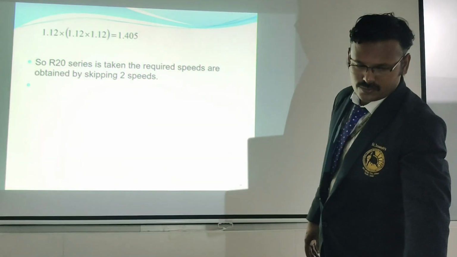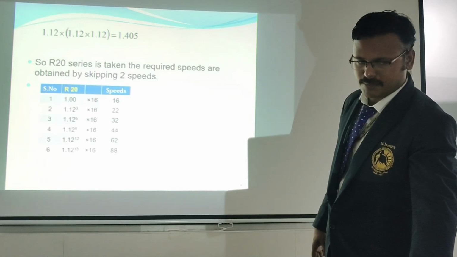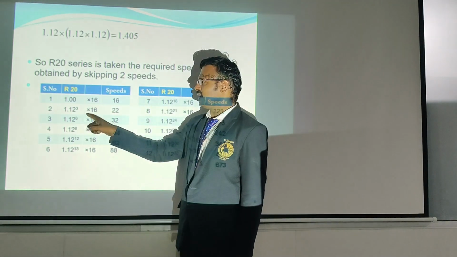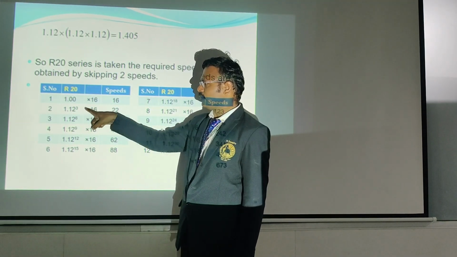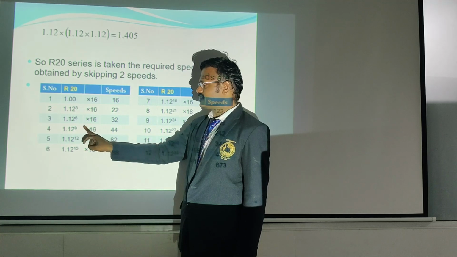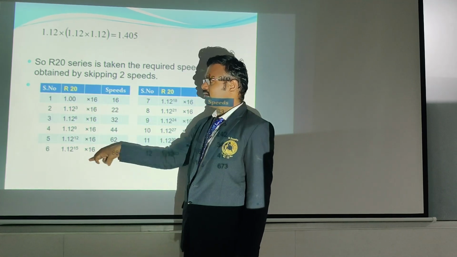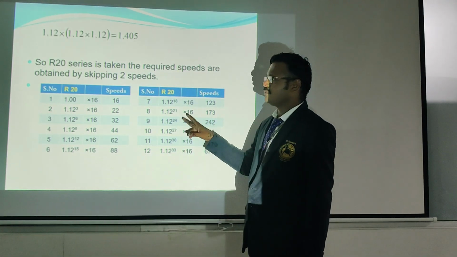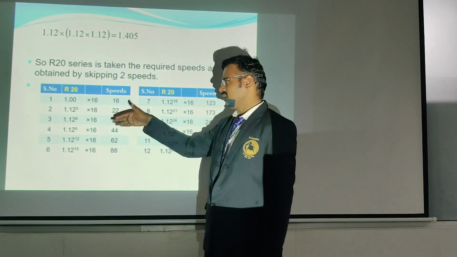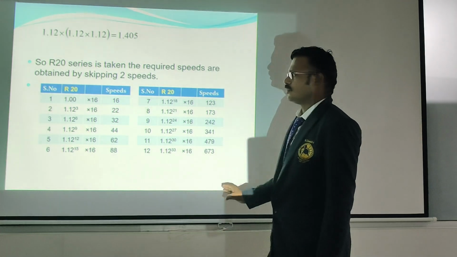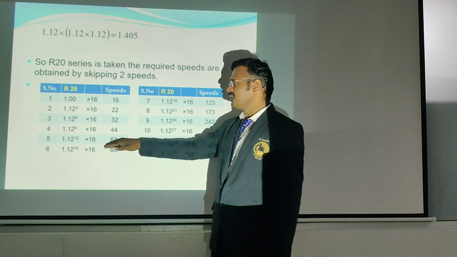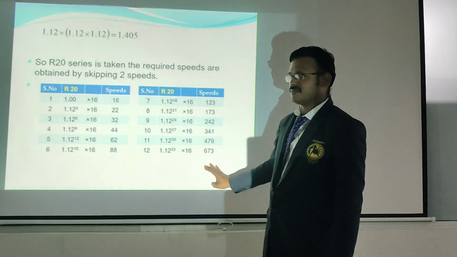Otherwise we can use the scientific method by using power. So 1 into 16, here we are skipping 2 values. So 1.12 to power 3, 1.12 to power 6, 1.12 to power 9, like that we can do. Or we have to take from the data book, skipping 2 values, like that also we can do. So 1 into 16, 16, 1.12 cube into 16, 22, like that we need to find out 12 number of speeds.